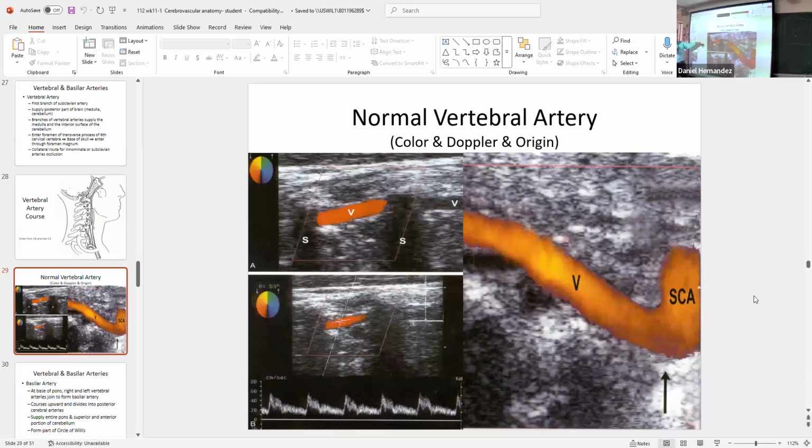So we're going to Doppler right in between. Get a nice color Doppler picture. Look at the direction of the flow. Is it antegrade or retrograde? Is it going towards the brain or away? And then assess our Doppler waveform.